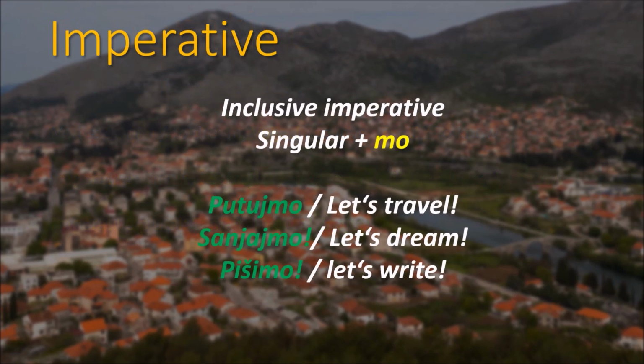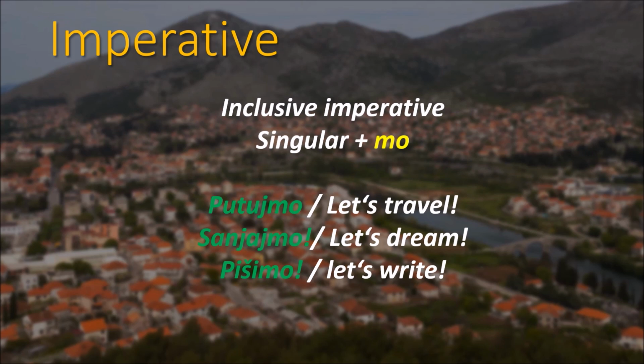Now let's take a look at inclusive imperative in the Bosnian language. To form inclusive imperative is very simple. You're just going to be using the singular form of the imperative, and then you will be adding mo to it. And that verb alone will signify to the other person that you're proposing something and you want everyone to be participating in that something.